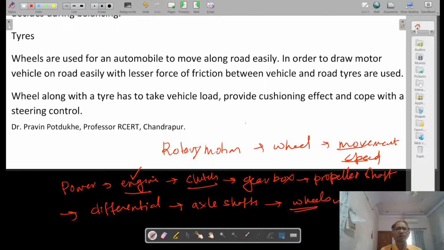So the wheels are used in automobiles, whatever automobile you consider, to move along the road easily. The main aim of providing tires on the wheel is that we want less force of friction between the vehicle and the road. The wheel along with the tire has to take the vehicle load, provide the cushioning effect, and also give you steering control.